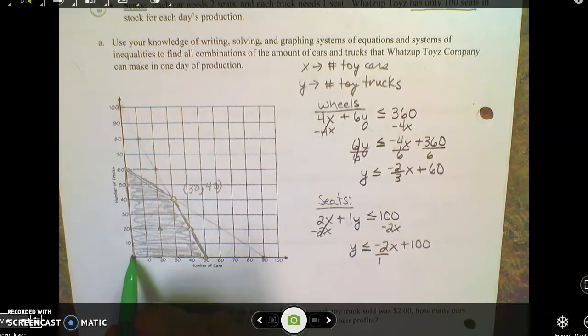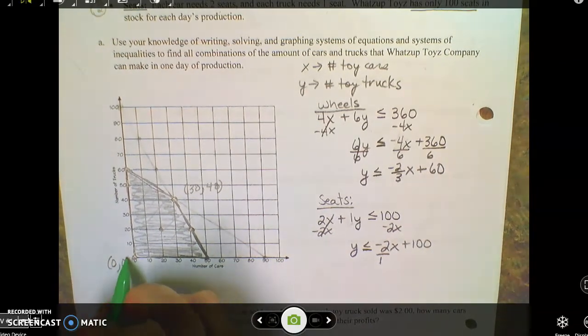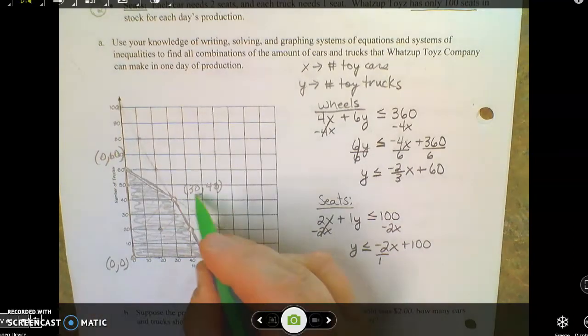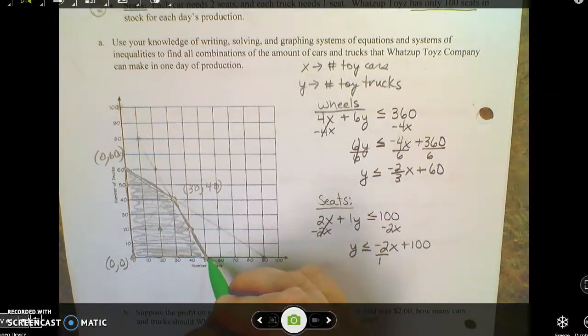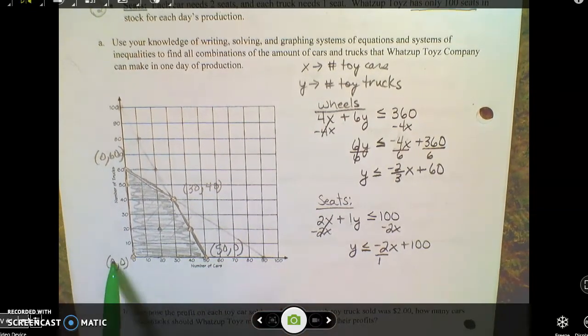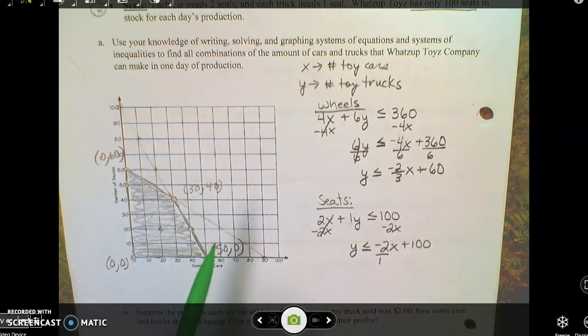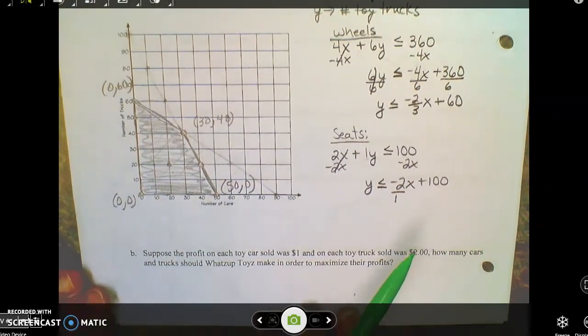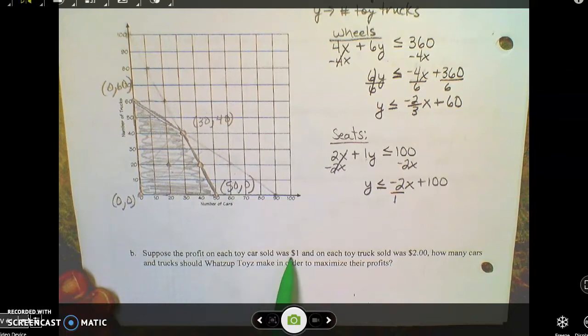And it has 4 vertices. I'm going to label the 4 vertices. We have 0, 0, 0, 60, the 30, 40, which was the intersection, and then down here at 50, 0. Now, these 4 are like the maximums or minimums of my restrictions because they're on the very outer edges. Okay, so I'm actually going to use those to find my profit down here.